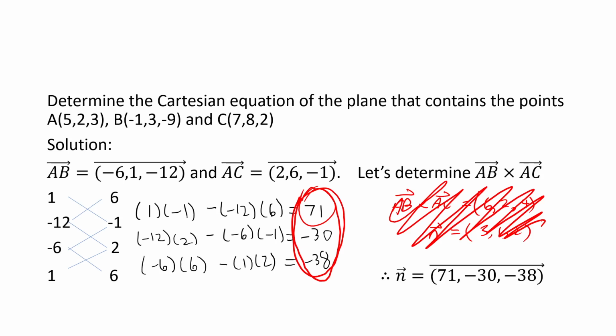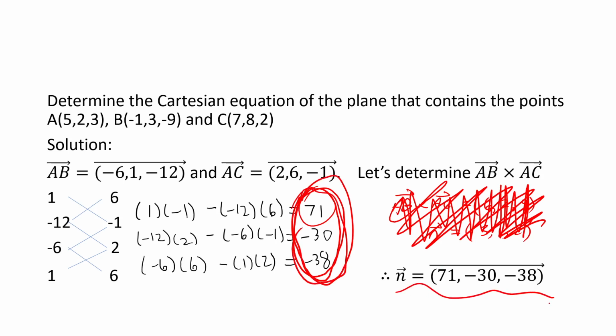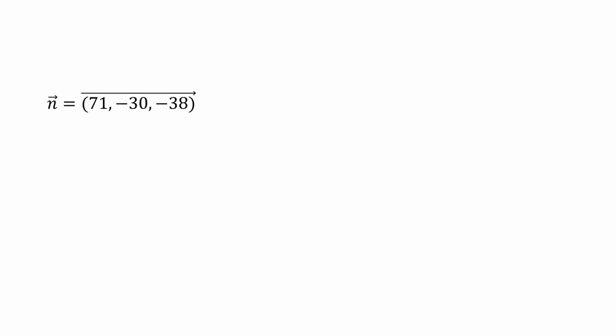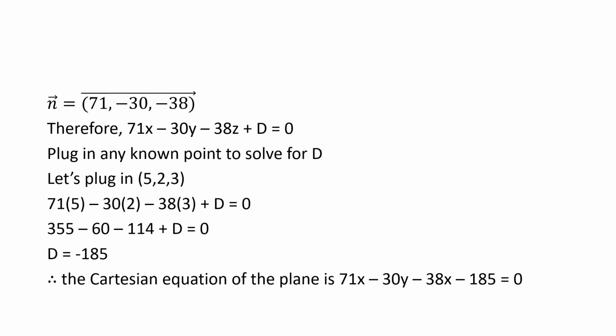Okay, these numbers here, by the way, just to repeat, those were made up numbers that aren't relevant to the situation at hand. I was just trying to make a more general point. The situation at hand, this is our normal vector right there. No doubt about it. So now we know what our normal vector is, so that means we know that the equation of the plane will be 71x minus 30y minus 38z plus d equals 0.